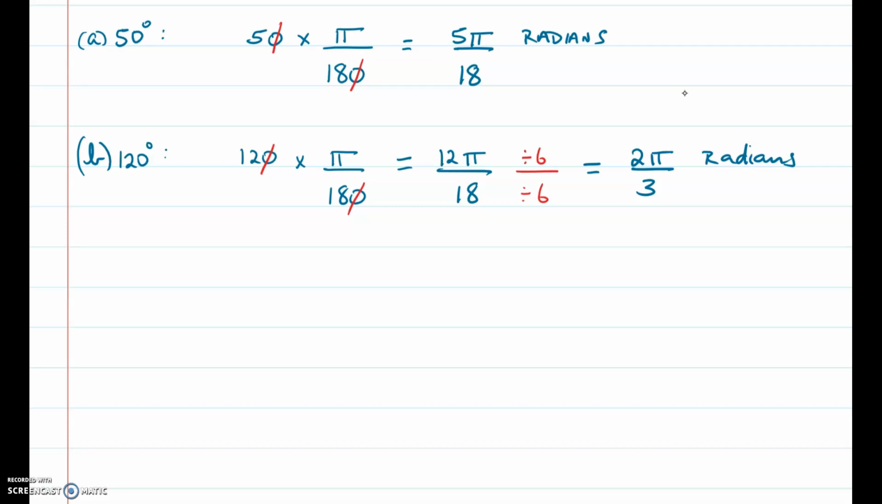Okay, very simple. Just to change degrees into radians, you multiply the degree measure by pi over 180, or multiply by pi and then divide by 180.